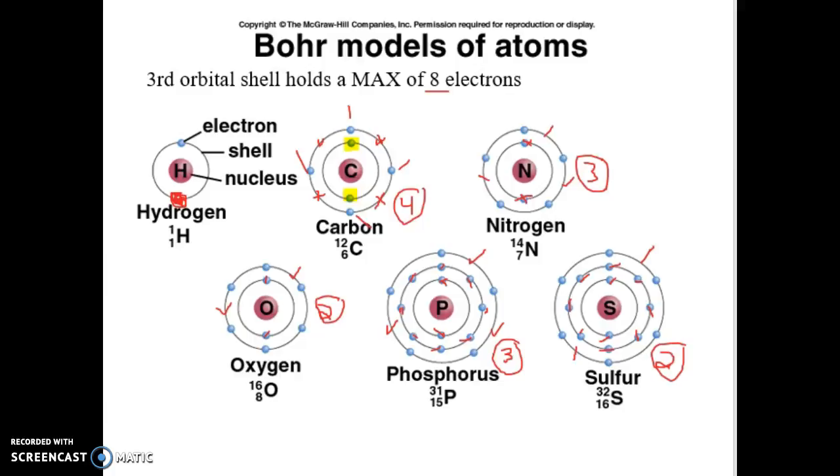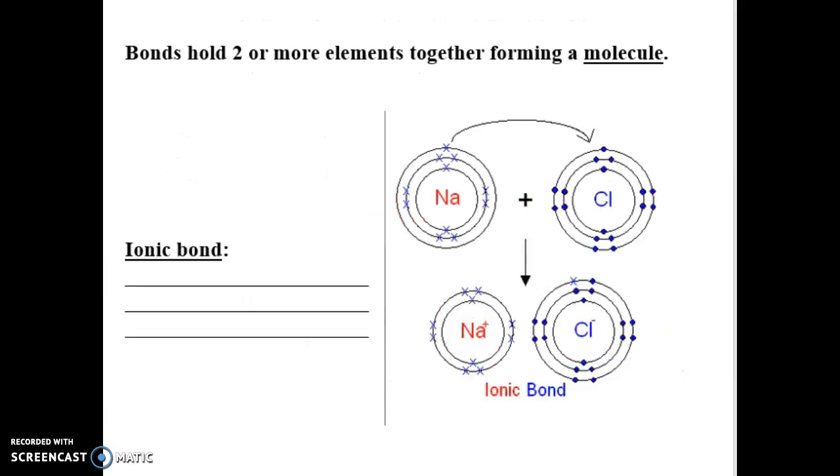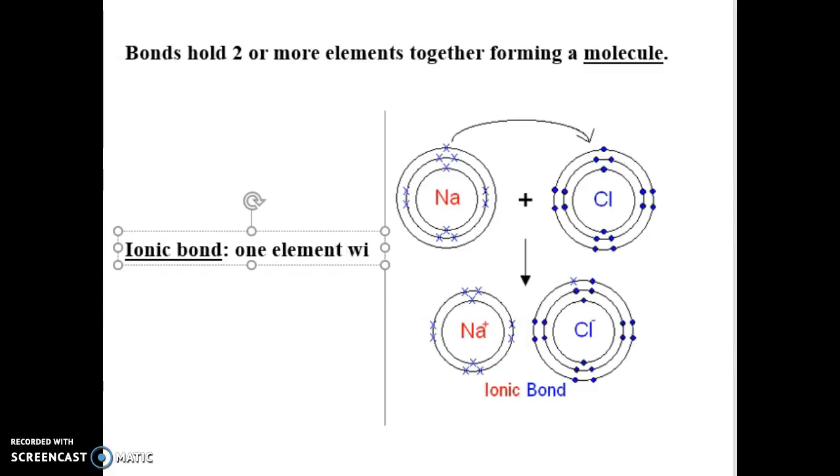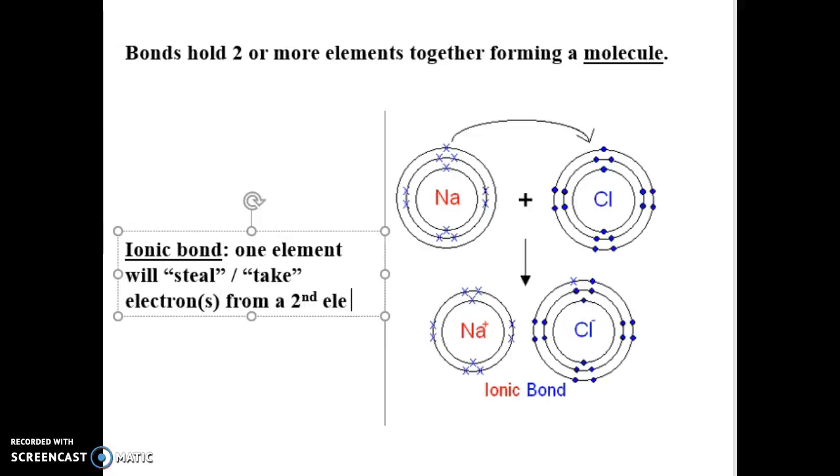Okay, so let's take a look at an example where we have 2 elements coming together to try to complete their outer shells and forming what we call an ionic bond. Now, in an ionic bond, this is when one element will steal or take electron, sometimes it's more than one, will take electrons from a second element.